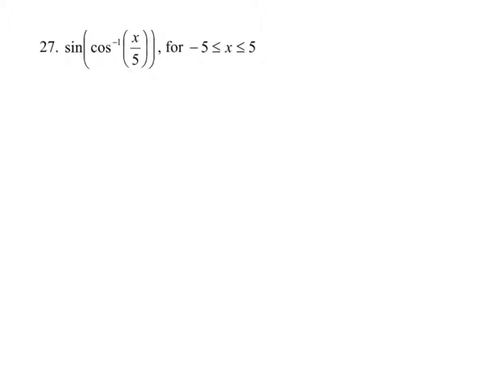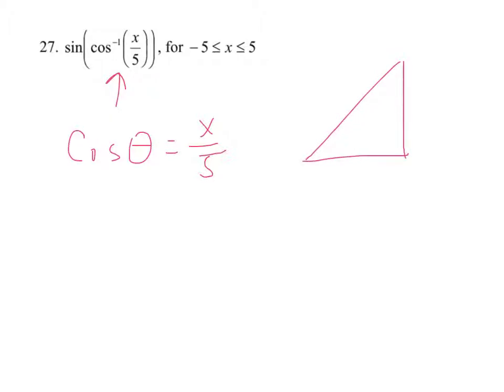Now we're getting to things that are a little more elaborate. So what we're looking for is some angle that has a cosine of x over 5. Well, let's draw a triangle. We know that the adjacent side is x, the hypotenuse is 5. This side over here will be 25 minus x squared, because it's 5 squared minus x squared, and then we're going to take the square root. Now they're asking us to find the sine of that angle.